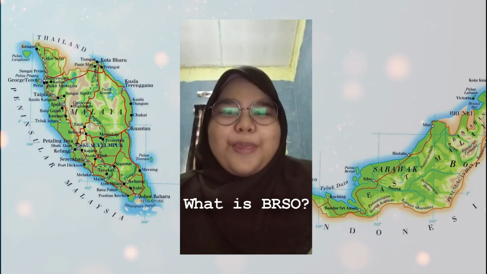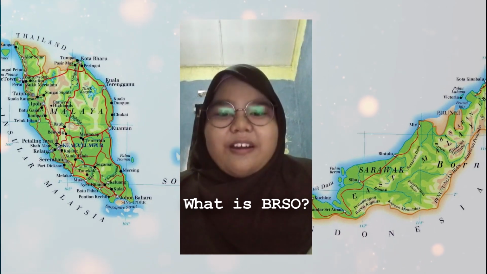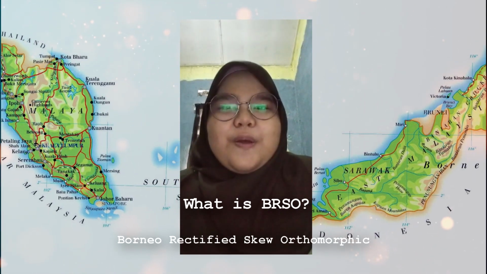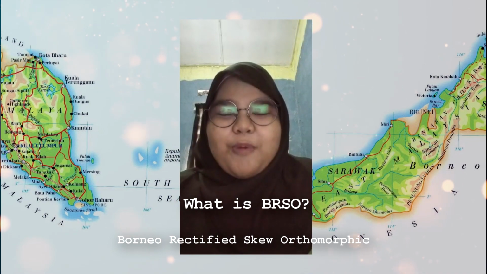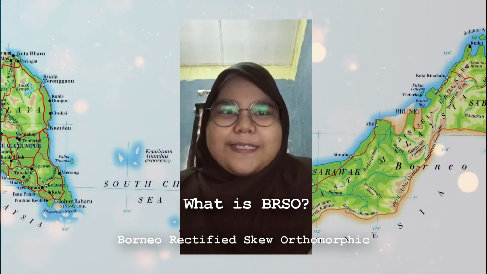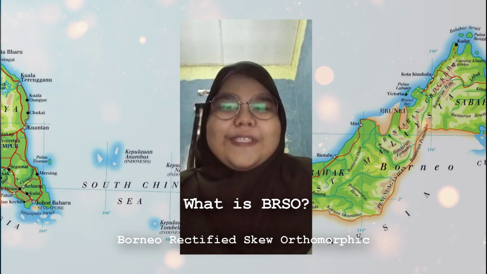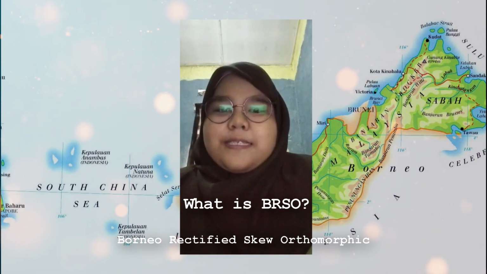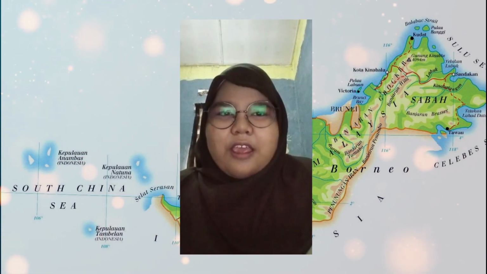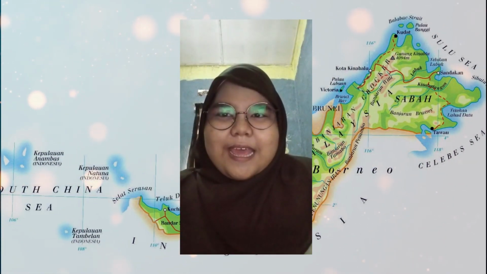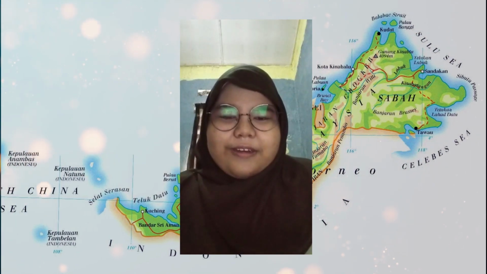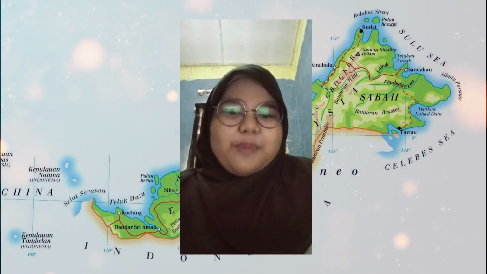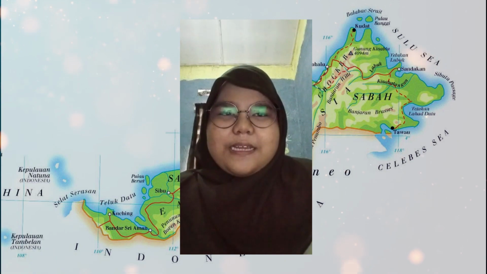What is BRSO? BRSO stands for Borneo Rectified Skew Orthomorphic, a map coordinate system that is commonly used in the east side of Malaysia, which is Sabah, Sarawak and Brunei. The datum is located at Bukit Timbalai, Labuan. The main purpose of the BRSO coordinate system is to be used in geodetic mapping and cadastral surveying in Borneo.